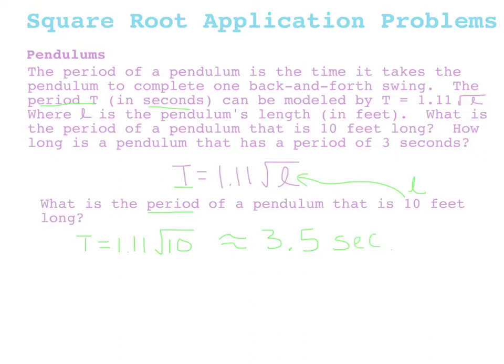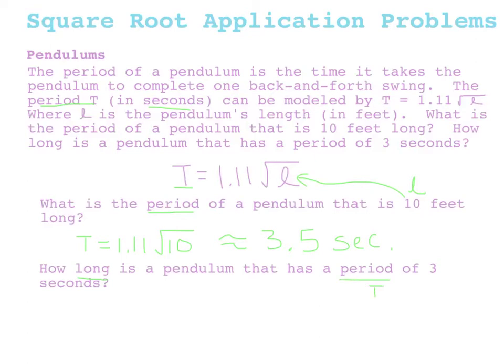That's simple. Second question. So how long is a pendulum that has a period of 3 seconds? We're looking for the length now that has a period t of 3 seconds. So now we say 3 equals 1.11 square root of L. And we're going to have to work this problem backwards. What you would do is divide both sides by 1.11, and then you would square both sides.